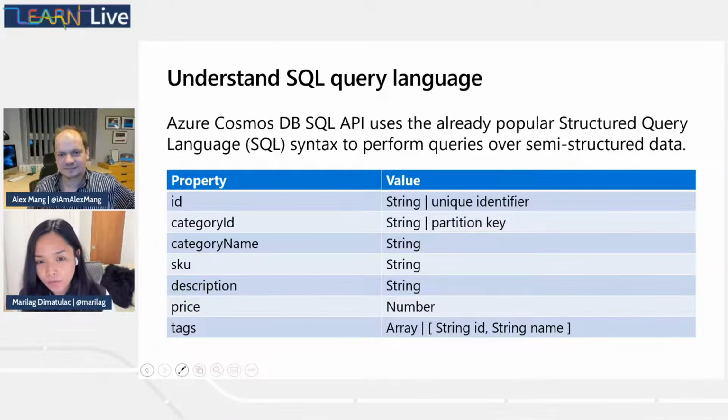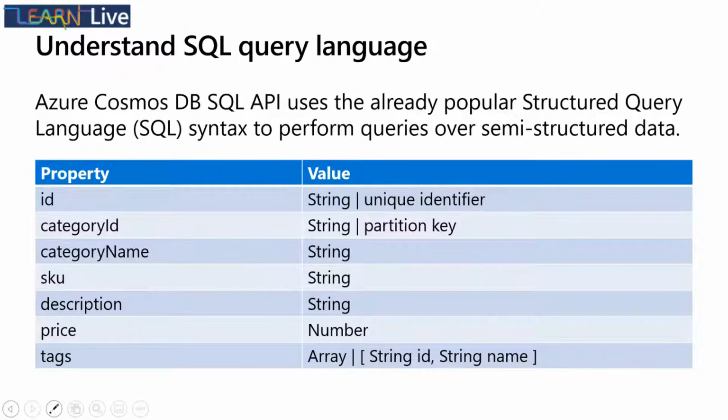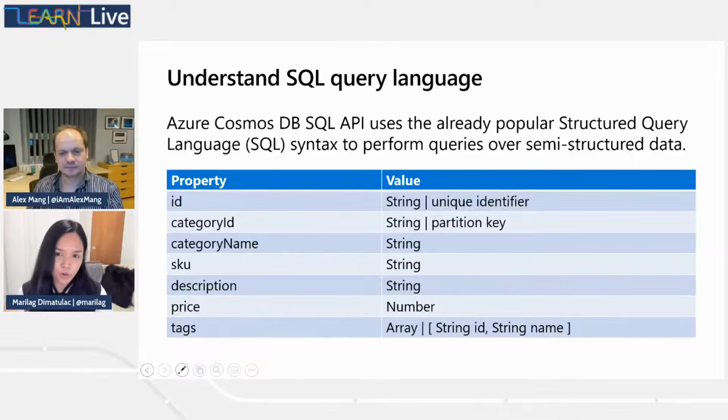So for this module we are going to focus on a fictional container of products. You can see the structure here. It's very common. We just talked about the ID, which is your unique identifier, and your category ID, which is your partition key, and a bunch of other properties. So if we look at the document in Cosmos DB for this particular structure, the JSON document would look something like this, representing that product with all its fields.